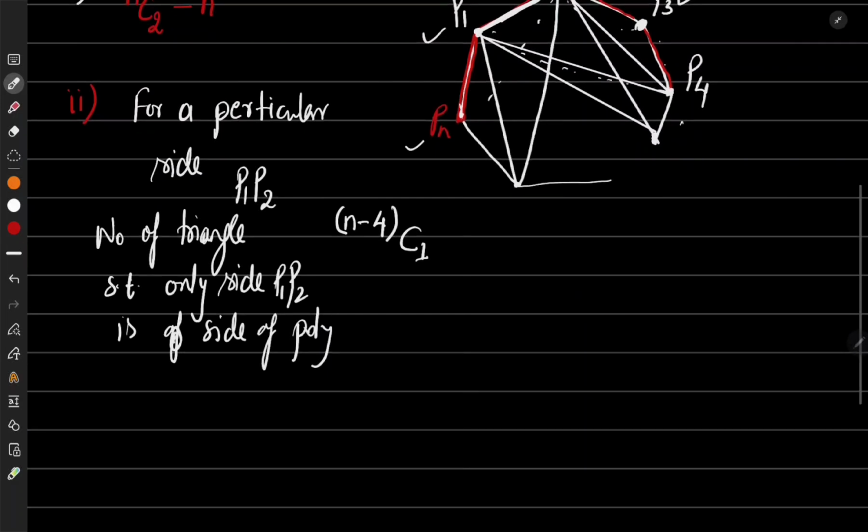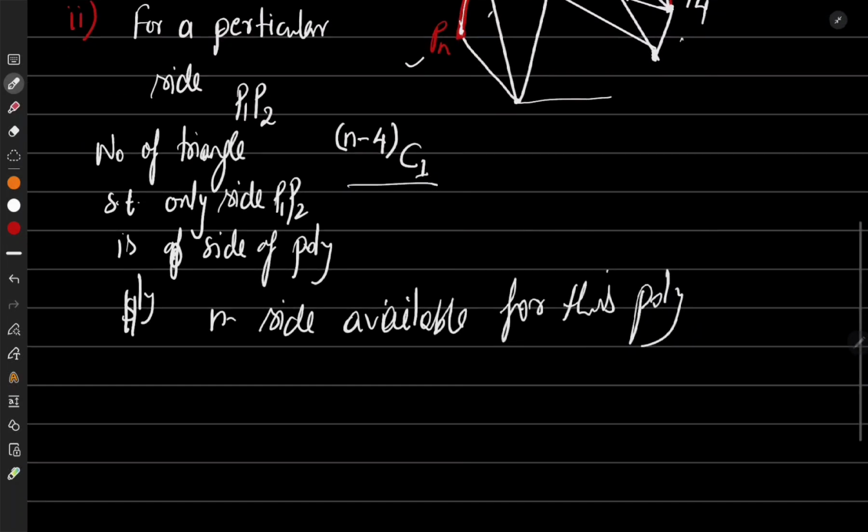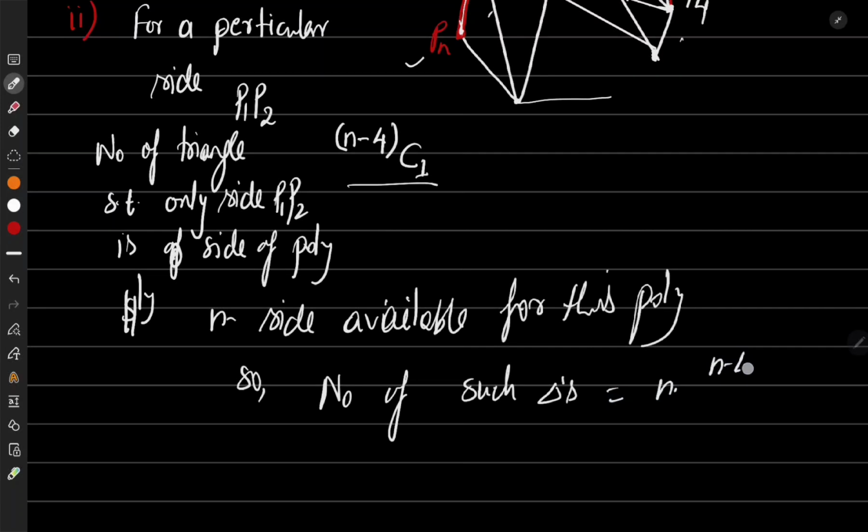Similarly, n sides are there, try to think. Similarly, n sides available for this polygon. So we are n into this much, so number of such triangles equal to n into n minus 4 C1.